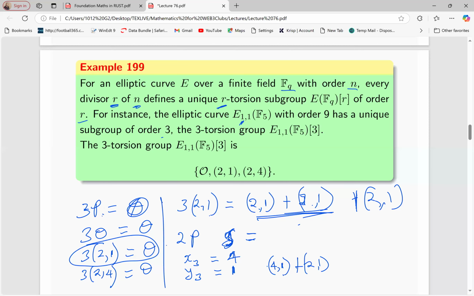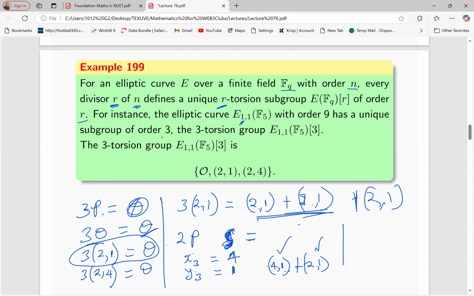Now these two are separate. They're different points. Again, for different points, we had a formula for getting the gradient, and then a formula for getting x3 and getting y3. So when you do that, and of course, when you do this, you'll find that because it's supposed to give us the identity, these points will be on the same vertical line. This point and that will be on the same vertical line.